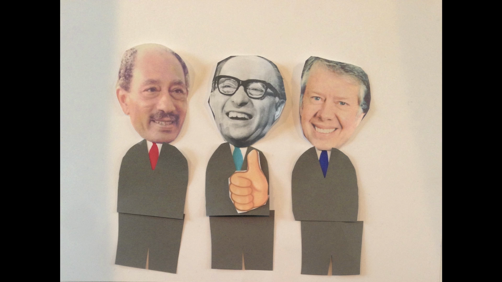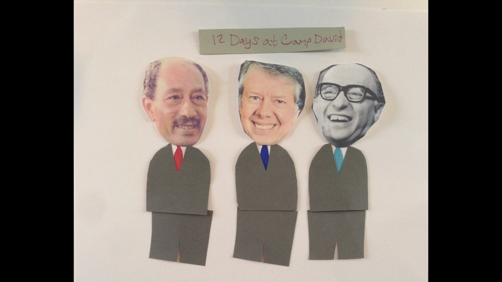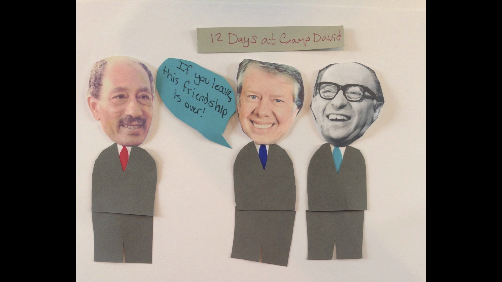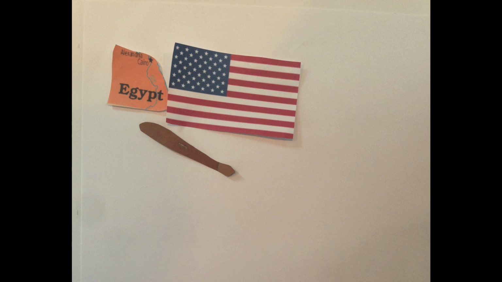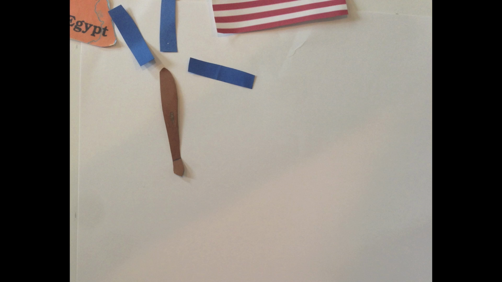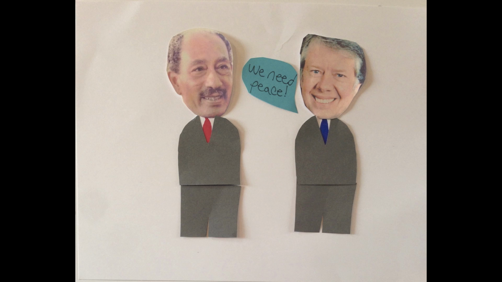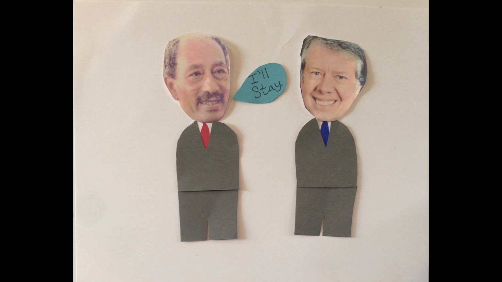During the 12 days spent negotiating at Camp David in Maryland, Anwar Sadat of Egypt threatened to leave over land disputes. Jimmy Carter told him that their friendship was over if he left, and that the relationship between Egypt and America had taken a serious blow. He was furious, since Sadat promised not to leave until peace was reached. Sadat decided to stay and finish the discussion.